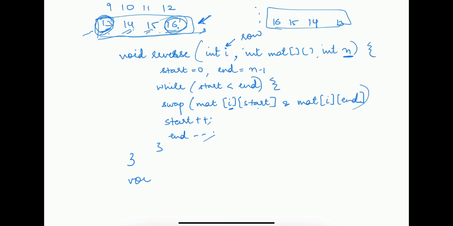Now the other one is the transpose. I am not writing the driver function. Please do mention in the comments if anyone wants me to write the entire function. Here also I will be taking two inputs. One is the size of the square matrix and the other would be the matrix itself.